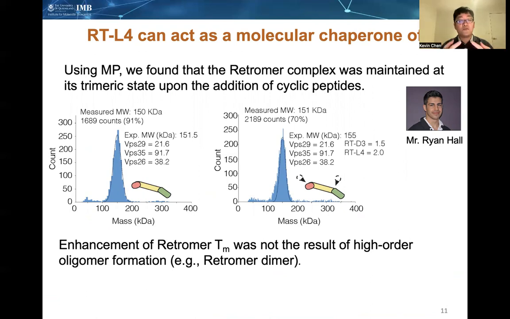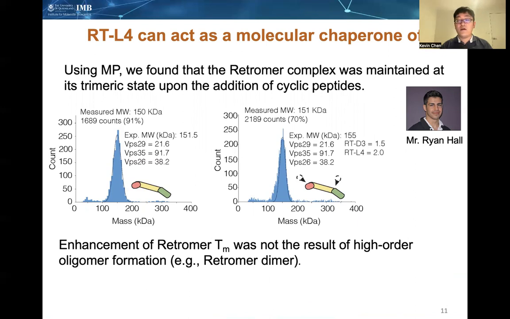The reason we had this concern is because retromer is known, in the context of cargo adapter and on a membrane, to form retromer dimers or oligomers, which I'll explain later in the slides. But to really address that question, we wanted a technique that can measure the molecular weight in the absence and the presence of cyclic peptide. It's pretty simple. At the time, that's when we got the MP installed.